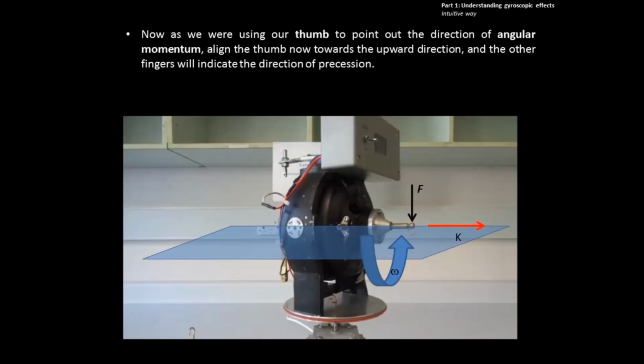Now, as we are using our thumb to point out the direction of angular momentum, align your thumb in the upward direction now, and your rest of the fingers should point out the direction of precession. So in this case, if we apply a vertically downward force, the gyro will start precessing counterclockwise, looking from top.